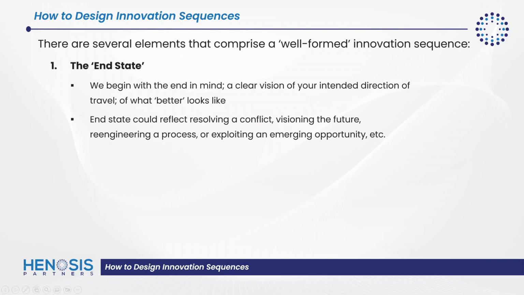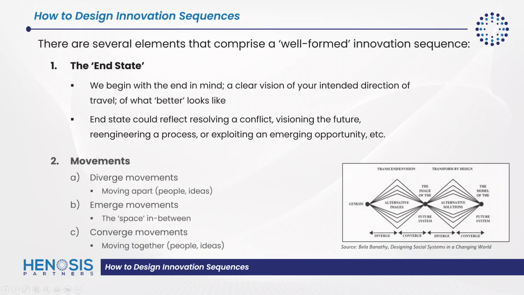Now, there are several elements that comprise a well-formed innovation sequence, the first of which is to define the end state. We begin with the end in mind, a clear vision of what your intended direction of travel is, of what better looks like. And the end state could reflect resolving a conflict, visioning the future, re-engineering a process, or exploiting an emerging opportunity.